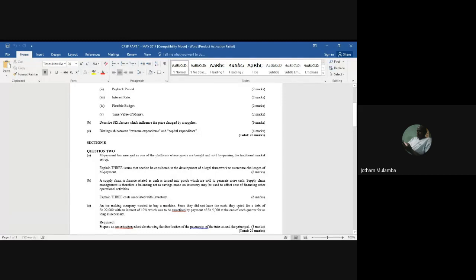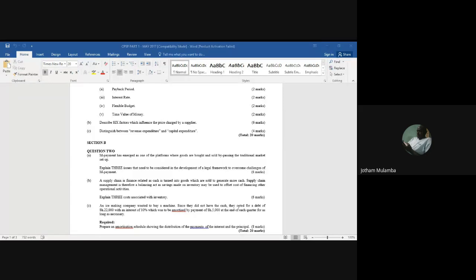Any challenge you have identified that are associated with the M-Payment? What is the M-Payment first? Mobile payment. M-Pesa, mobile money, Equitel, those are the M-Payment. One issue is there's limitation in terms of the amount that you can transact in a day. Yes, there's limitation on amount you can transact.